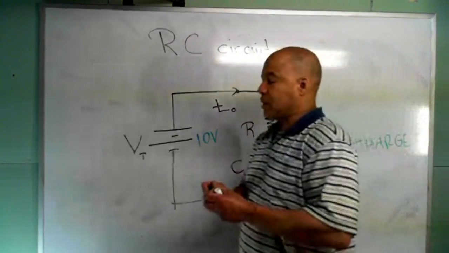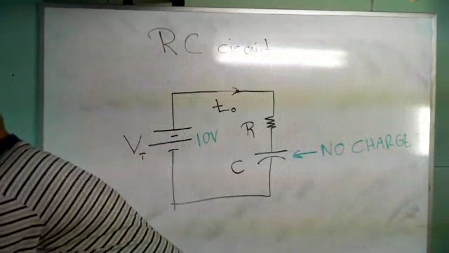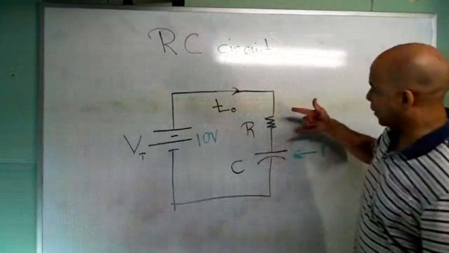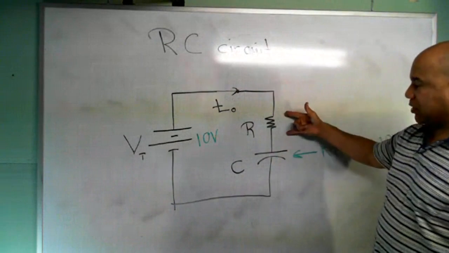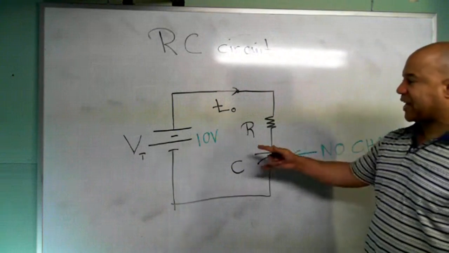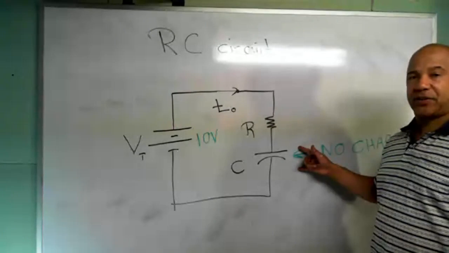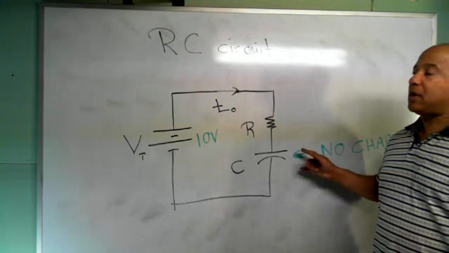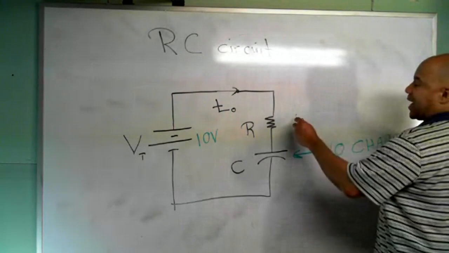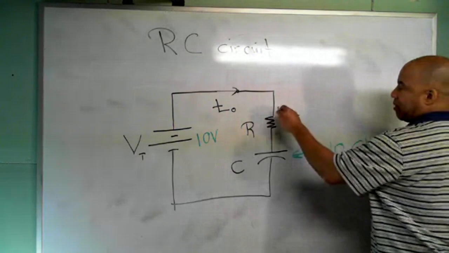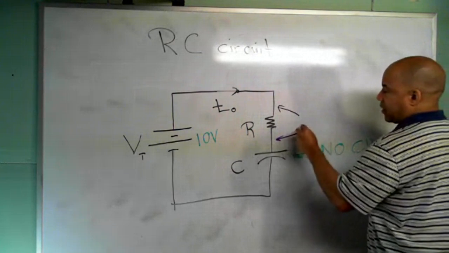Well, Kirchhoff's voltage law is valid. Kirchhoff's voltage law says the voltage across the resistor plus the voltage across the capacitor has got to add up to 10. Since there's no charge in the capacitor, there can be no voltage across the capacitor. That means the 10 volts has to appear across the resistor. I got 10 volts across the resistor.